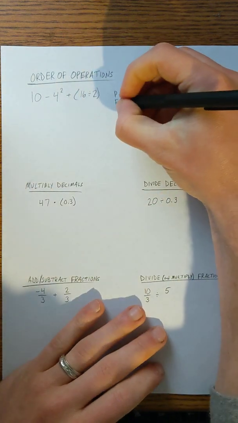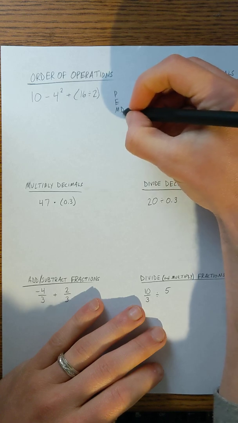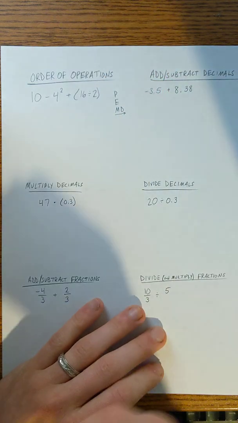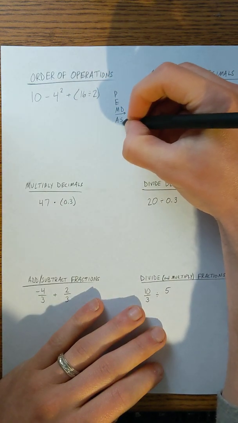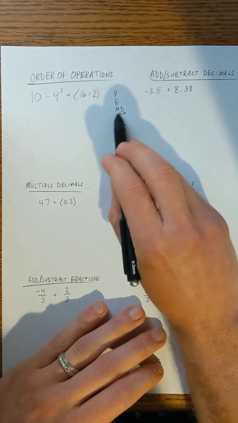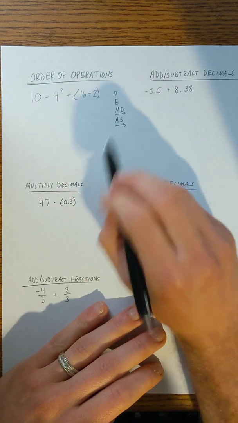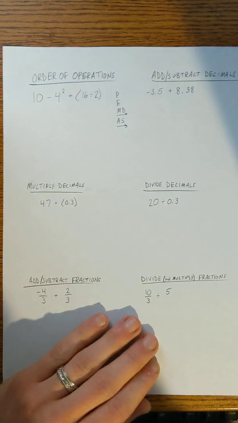There we go. So we have parentheses, exponents, multiplication and division with a left to right arrow, and then addition, subtraction with a left to right arrow. Remember that when you have multiply and divide on the same stage, you do them from left to right. Same thing with addition and subtraction. Let's see if we experience that in this problem.